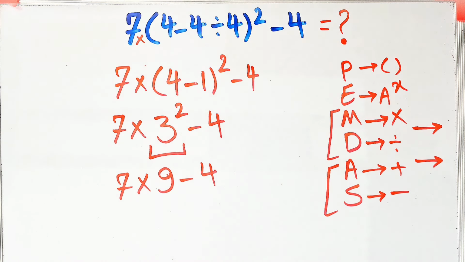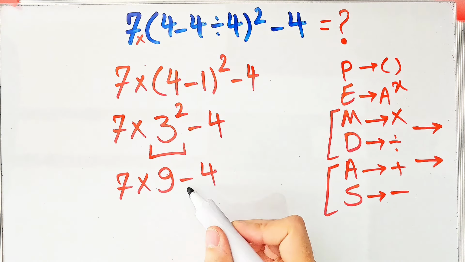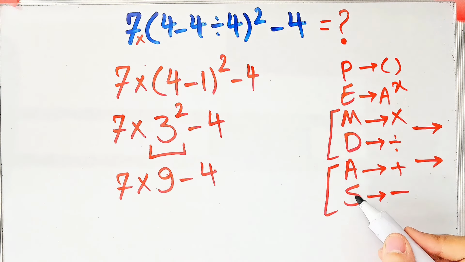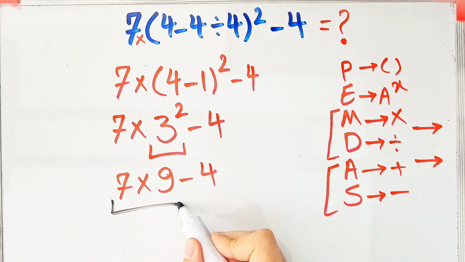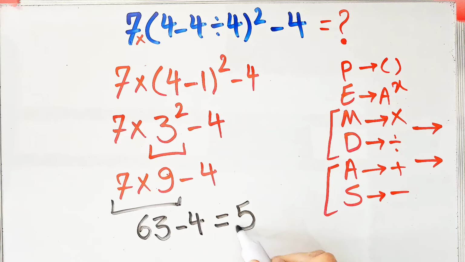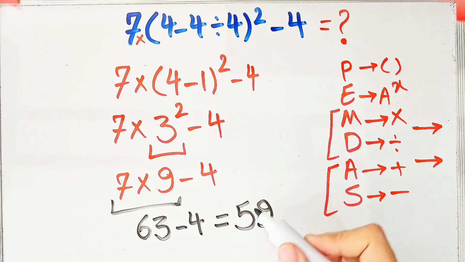We have multiplication and subtraction. First, we do this multiplication because the multiplication has higher priority than subtraction. 7 times 9 equals 63, and 63 minus 4 equals 59. The final answer of this question equals 59.